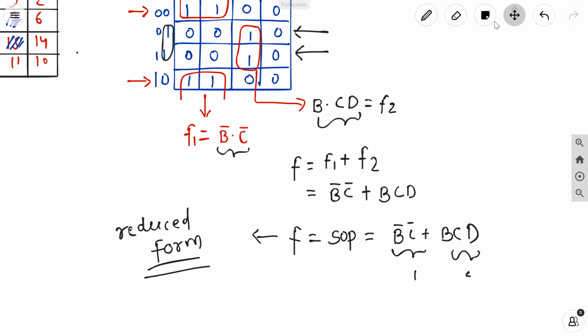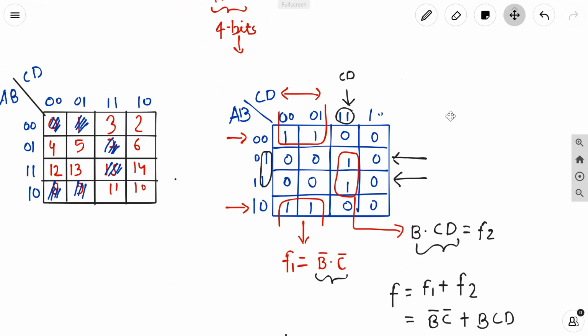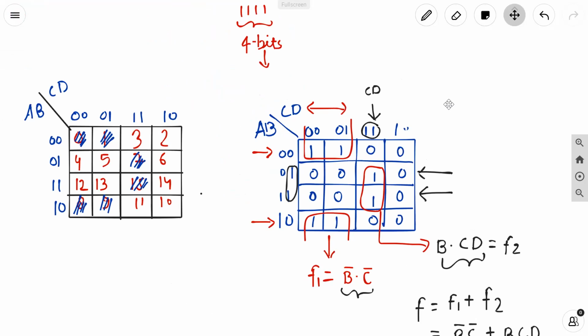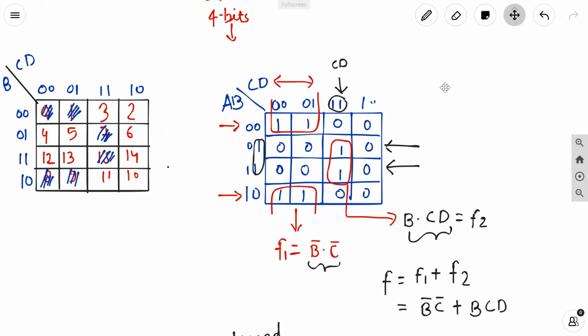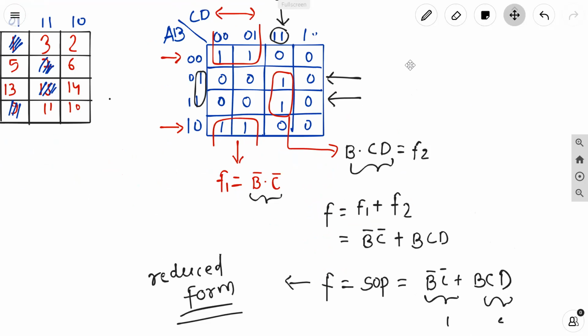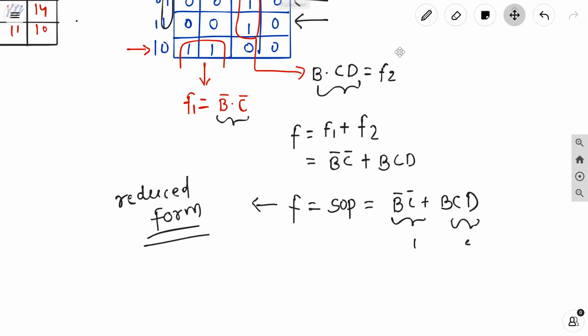So this is the reduction of a function if min terms are given. The steps are simply: draw the K-map, fill in 1 at the places of the min terms, and then group these min terms. The best possible groups in this case are a quad and a pair. From the quad we get the first product term, and from the pair we get the second product term. The answer is the sum of both product terms because we are using the SOP form. Finally, we have the function B complement C complement plus BCD, which is the reduced form.